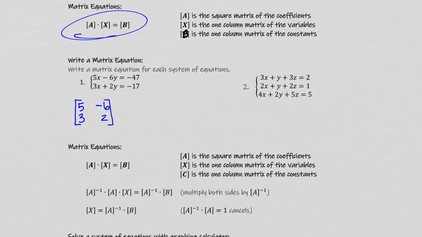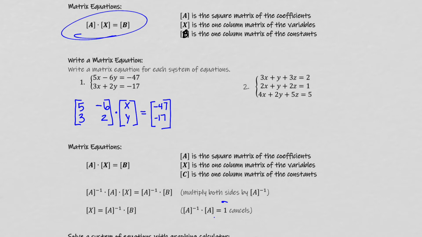Especially when you have a 3-variable system, if one of the equations is missing a variable in its place, you have to put a 0, okay? But this wasn't missing anything. Then this equation says we multiply by matrix X, which is just the variables, X and Y, and it is one column. And it equals the constants, -47, -17. And that is this system written as a matrix system, okay?